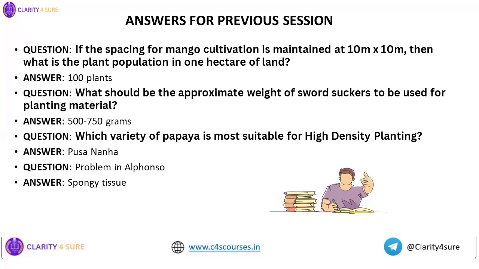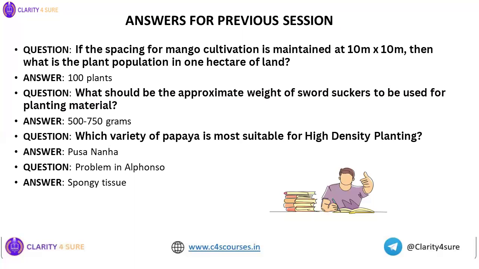Suppose the spacing is in centimeters, then first convert it into meters. For example, if it is asked the plant population of a certain plant having a spacing of 20 centimeters into 20 centimeters, you'll have to first convert this 20 centimeters into meters, that is 0.2 meter. Then you can find out the plant population: 10,000 square meters divided by 0.2 into 0.2. All right. So this is something you need to remember. I've seen in the comment section that this was the mistake that you made. It should be in the same unit.